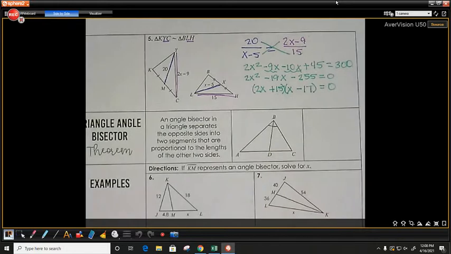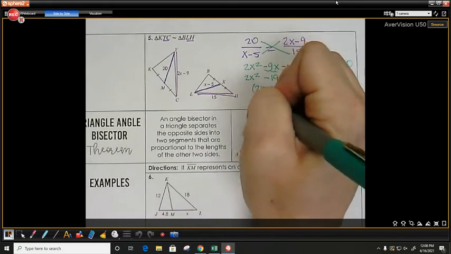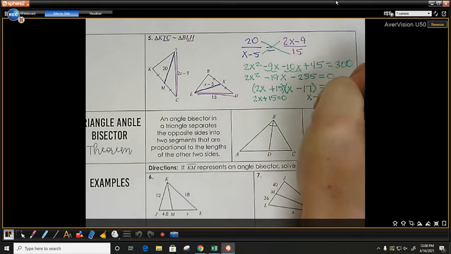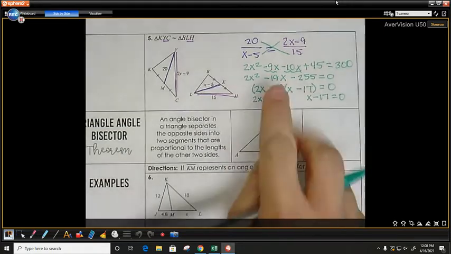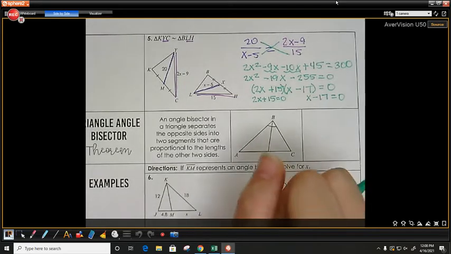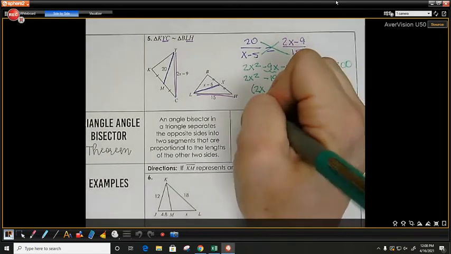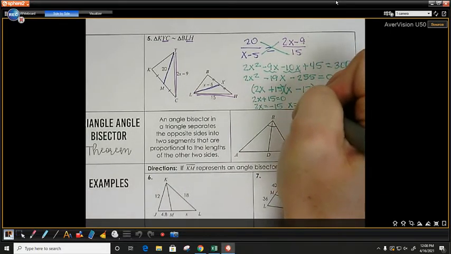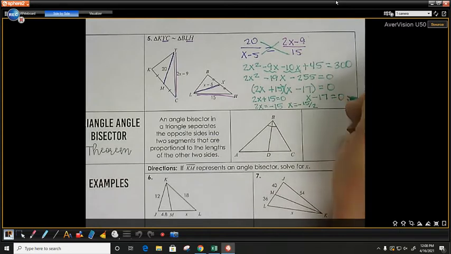Now remember, we did say you're not going to have any of these on your tests or quizzes. However, you might have one of these as like a bonus question. So it's not a bad idea to refresh our mind on how to solve our quadratics. So when I have parentheses equaling 0, separate the parentheses, set them both equal to 0, and solve. So when I solve this, I get 2x equals negative 15, which is just x equals negative 15 over 2. And I move my 17 over, and I get x equals 17.